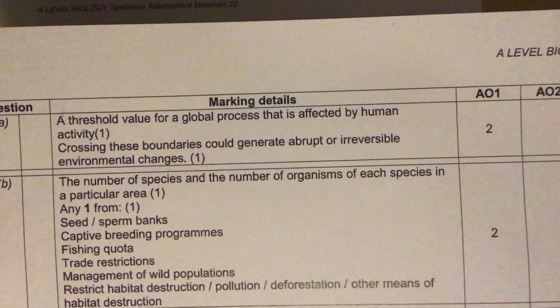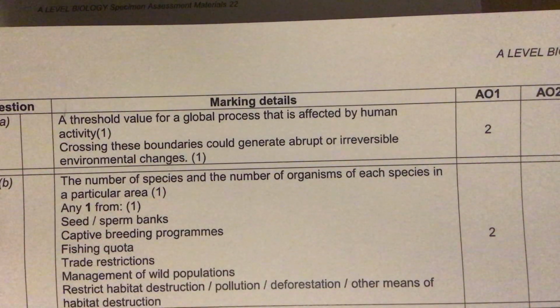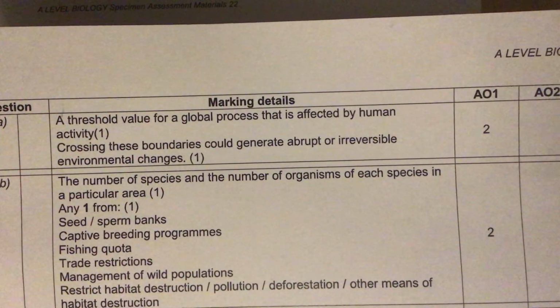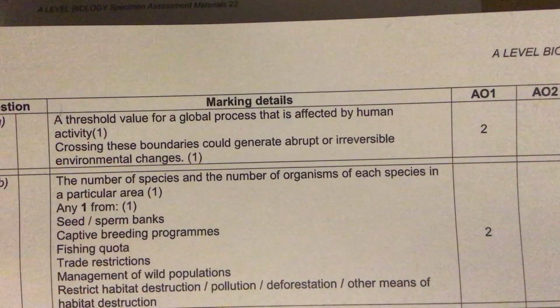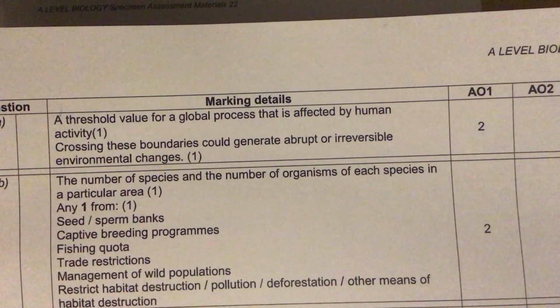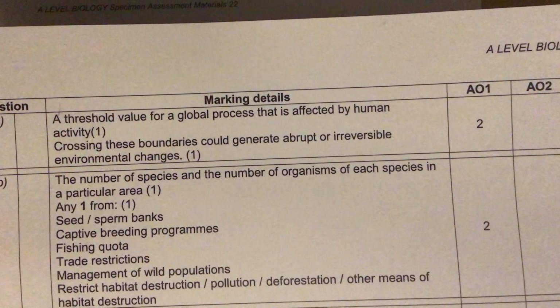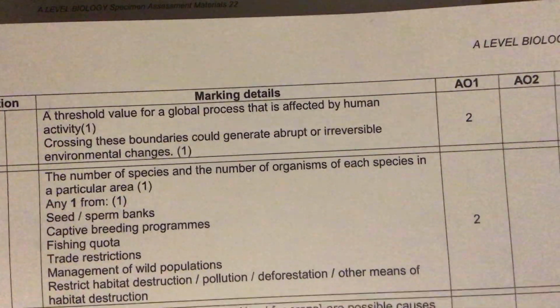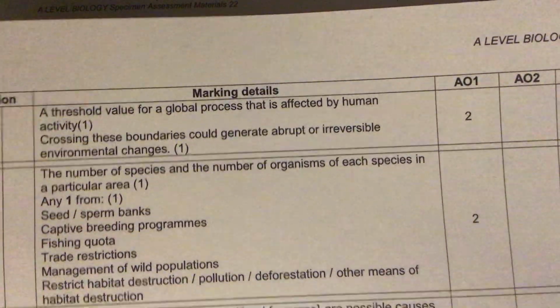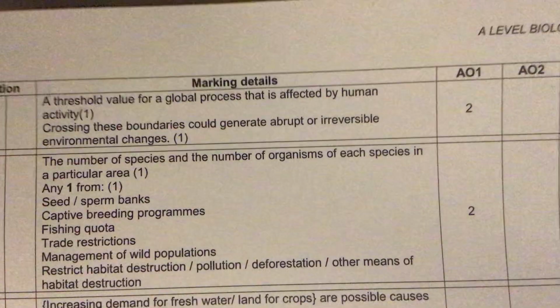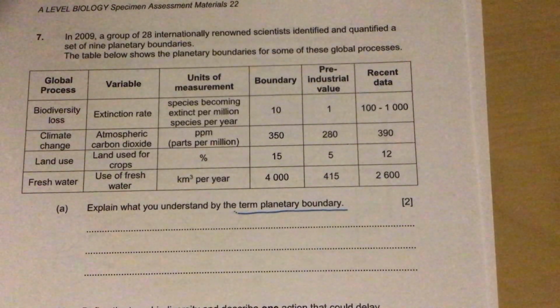The definition here on the mark scheme: a threshold value for global processes that is affected by human activity, and crossing the boundaries can generate an abrupt or irreversible environmental change. Okay, the safe operating space would have been perfectly fine there. So for humans, that safe operating space would be there.